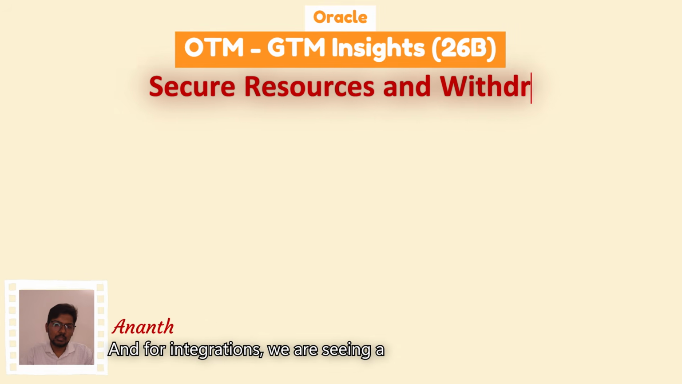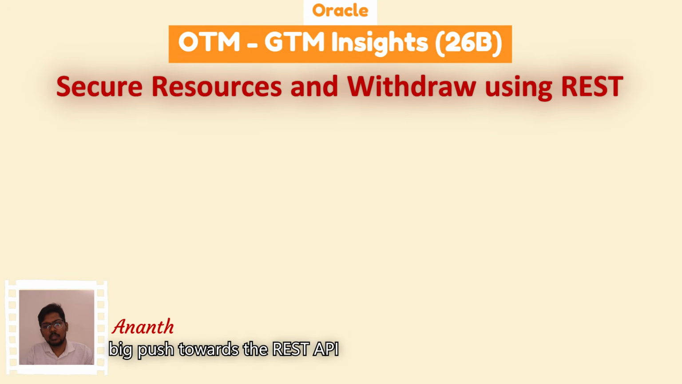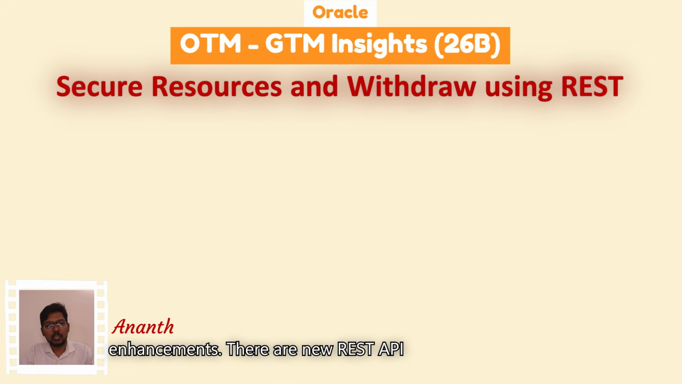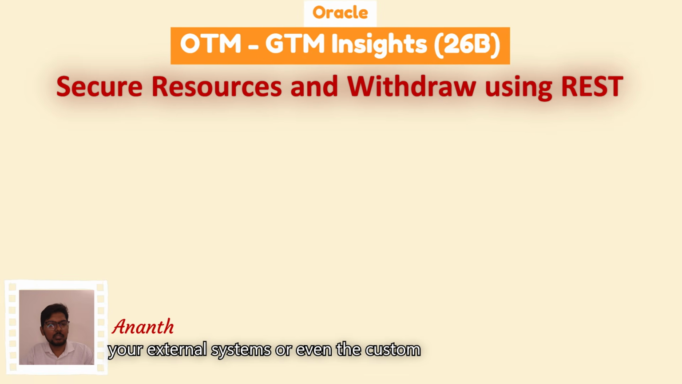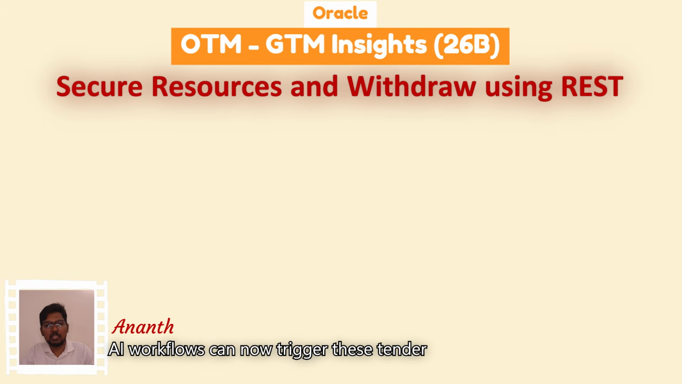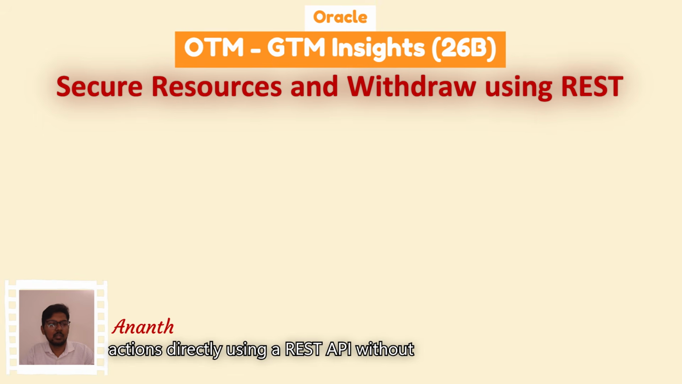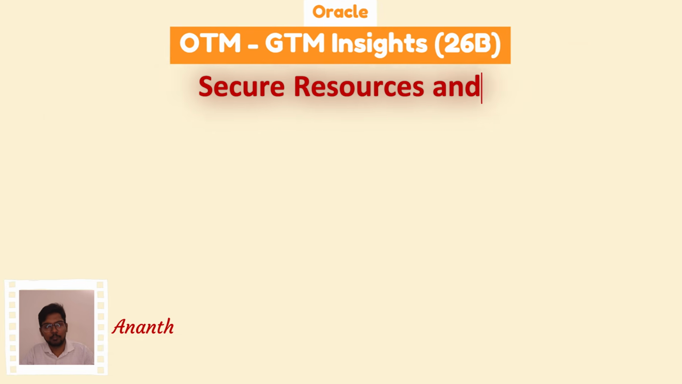And for integrations, we are seeing a big push towards the REST API enhancements. There are new REST API enabled business actions for secure resources and withdraw tender. This means your external systems or even custom AI workflows can now trigger these tender actions directly using a REST API without even having to log in to the OTM.